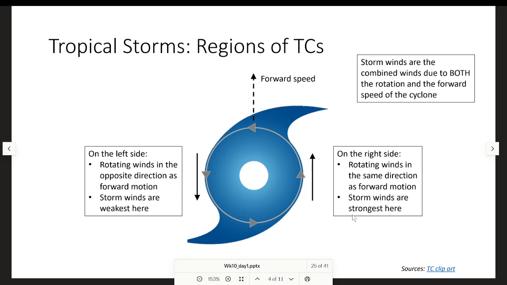Okay, so here are the regions of the tropical cyclone. Storm winds are combined winds due to both the rotation and the forward speed of the cyclone. So you have the overall storm motion. That's the forward speed, so the storm is advancing. On the right side, you have rotating winds in the same direction as forward motion, and the storm winds are the strongest on the right. And then on the left, the winds are rotating in the opposite direction, and the storm winds are weakest.